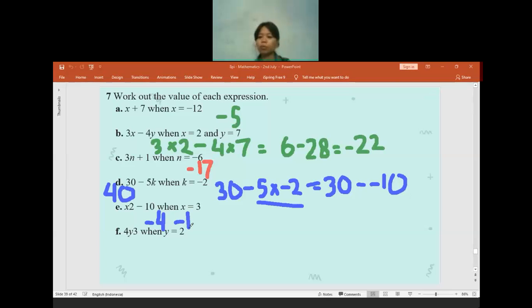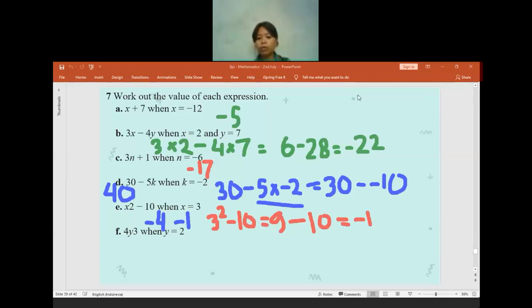Okay, how much will it be? Negative 4 or negative 1? This is x to the power of 2, yeah. So we write it as 3 to the power of 2 minus 10. How much is 3 to the power of 2? Is it 6 or 9? It is 9, right? So we write it as 9 minus 10, which equals negative 1.